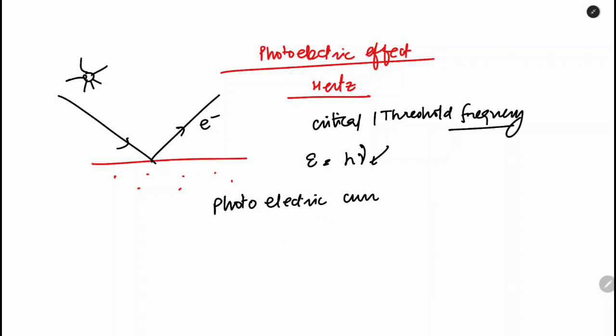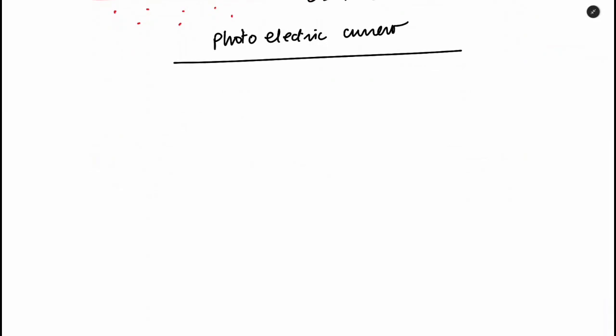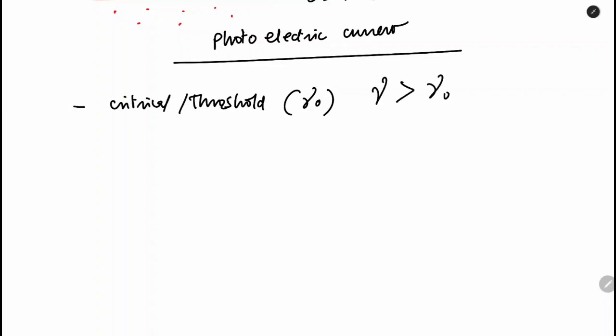Photoelectric current. And this electron which comes out was called a photoelectron. So this was the whole idea of the photoelectric effect. Now we discussed that the critical or threshold frequency, let's call it nu naught, is such that whenever the frequency is higher than nu naught, there is photocurrent. So a polished metal surface emits electrons. These are called photoelectrons.